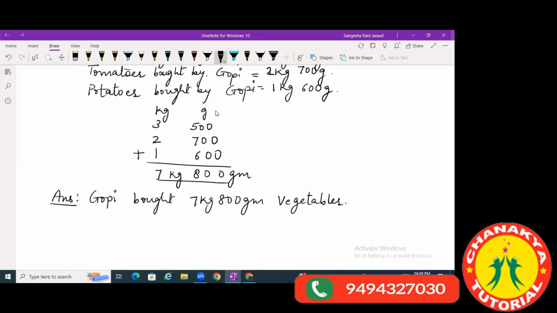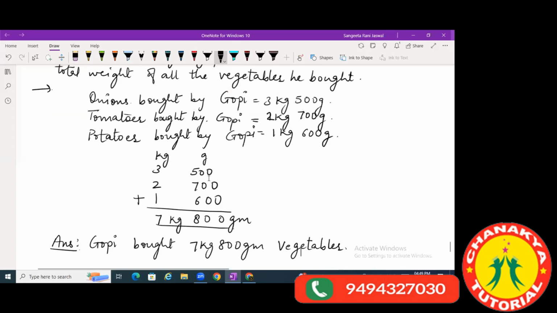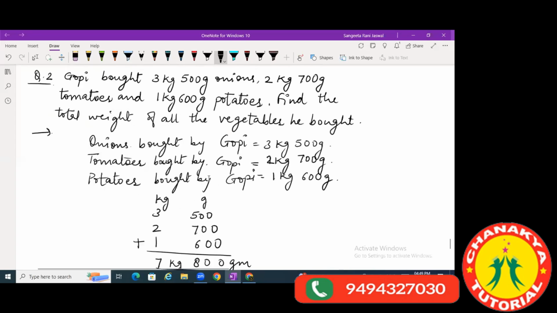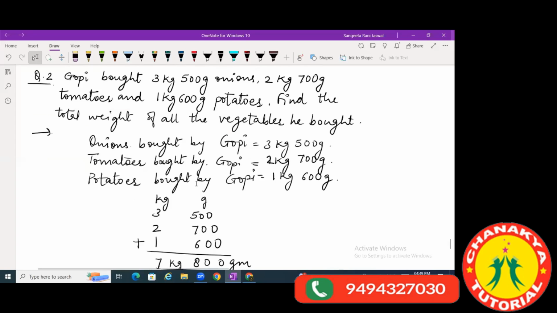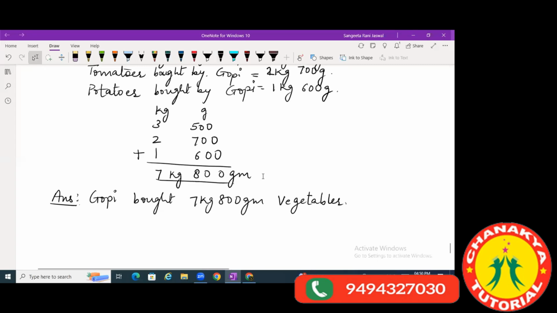Okay. So this is the way you should write. Understood, children? Yes, ma'am. So never ever give just a direct answer. Don't just add the weights of all the vegetables and give the direct answer. If you give direct answers in your exam or somewhere, then you will get only limited marks.